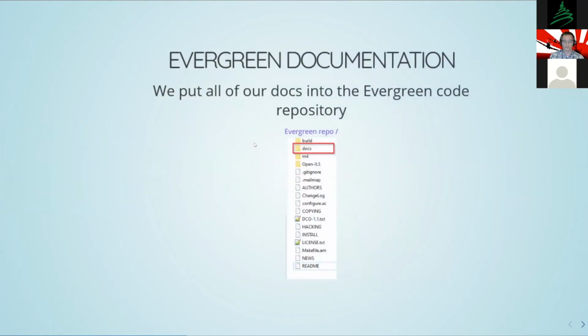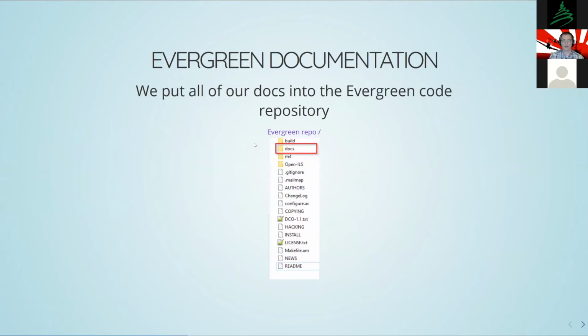So let's get into it a little bit here. We, the Evergreen community, put all of our docs right into the Evergreen source code repository, right in there with all the rest of the Evergreen source code. There's a magical special folder dedicated to documentation right in the root of the Evergreen repository, and it's aptly named docs. Everything else in this folder is not related to the documentation, so we can just focus in on the folder called docs.